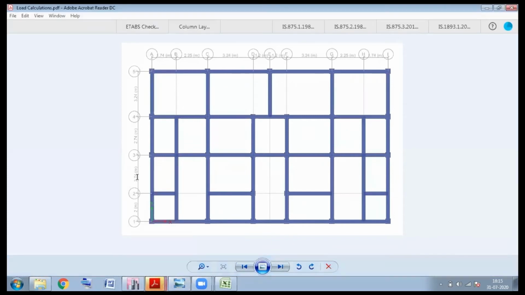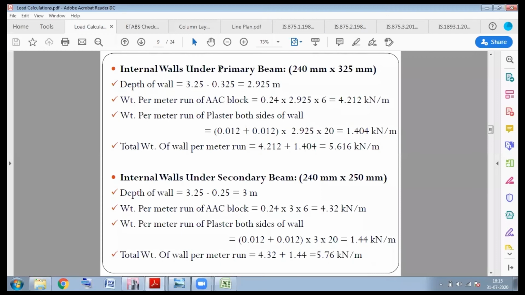So I'm calculating here the internal walls under primary beam. Here, the depth of the wall. What is the depth of the wall? The 3.25 is nothing but the height of the story, minus 0.325.